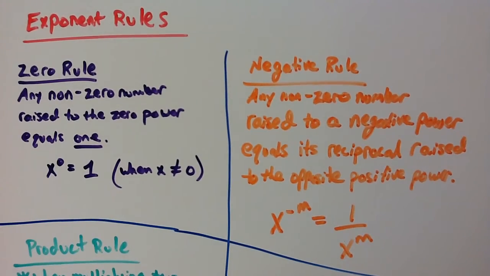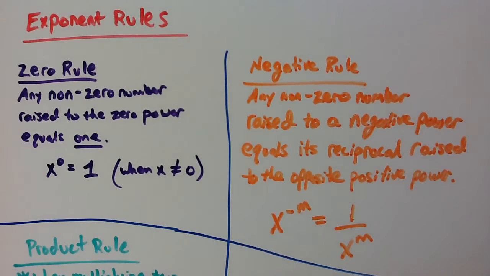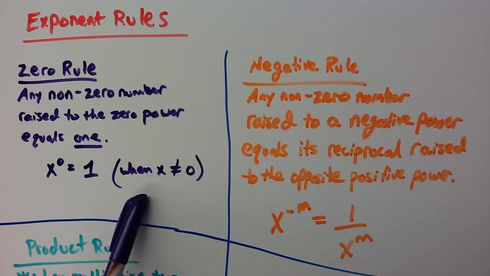Let's look at 4 rules for exponents and then a few examples. The first rule is the zero rule. This rule says that any non-zero number raised to the 0 power equals 1. So for example, x to the 0 power would be equal to 1 as long as x does not equal 0.